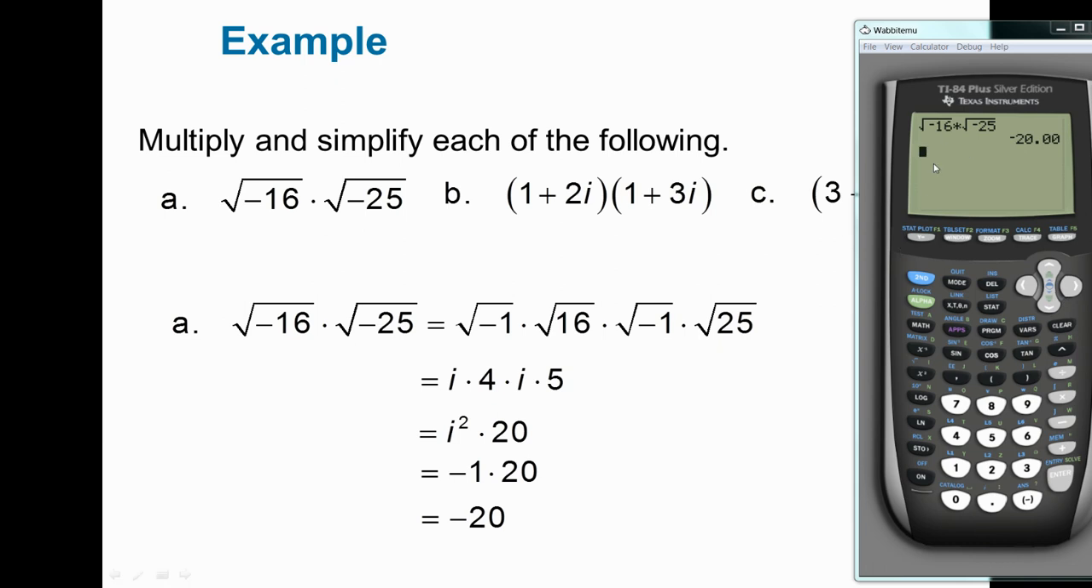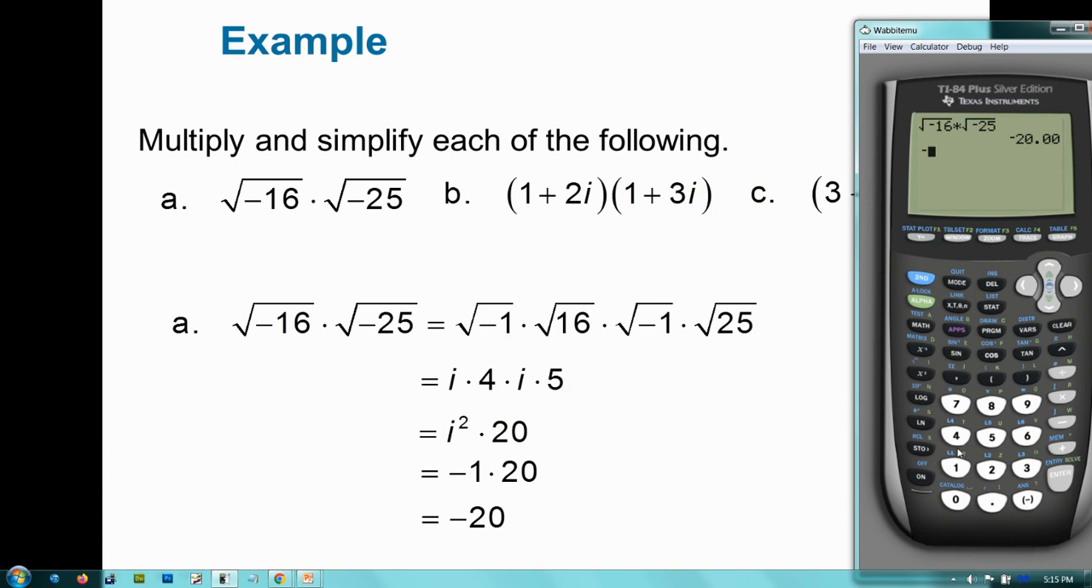What he was telling me is if I take negative 16 and I multiply it times negative 25, I'm getting 400. When you take the square root of 400 manually, you don't get negative 20, you get positive 20. So the calculator is smart enough that it took this and broke it up just like you would do with pencil and paper.